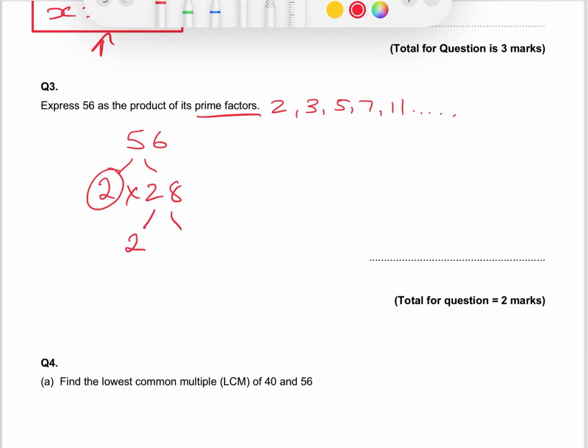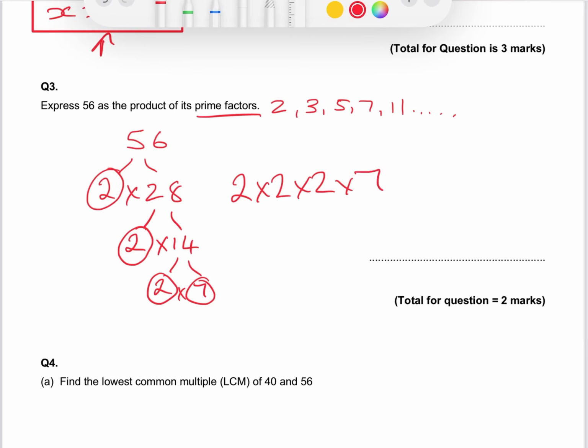So 28, again, I know 2 goes into 28, 14 times. Circle your prime, continue. 2 goes in 7 times. They are both primes. So now my tree has stopped. So that means my prime factors are 2 times 2 times 2 times 7. So write that as index notation, and that is writing something as a product of its primes.